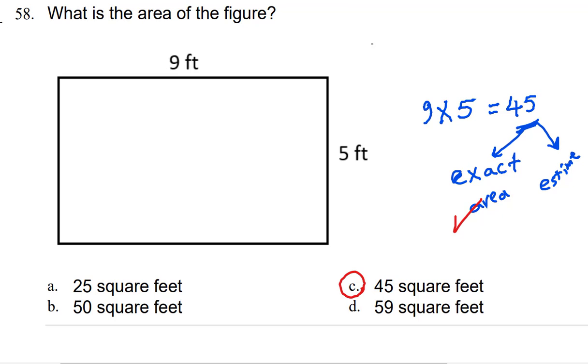Okay, so Muaz, this one is the exact area. So if we have here a number near 45, we cannot choose it. We can only choose 45 because this one is not an estimate. This is not near to the exact. It's the exact. It's the actual area. Okay. Thank you, Muaz. Great work. And my heroes, let's move to the next question.